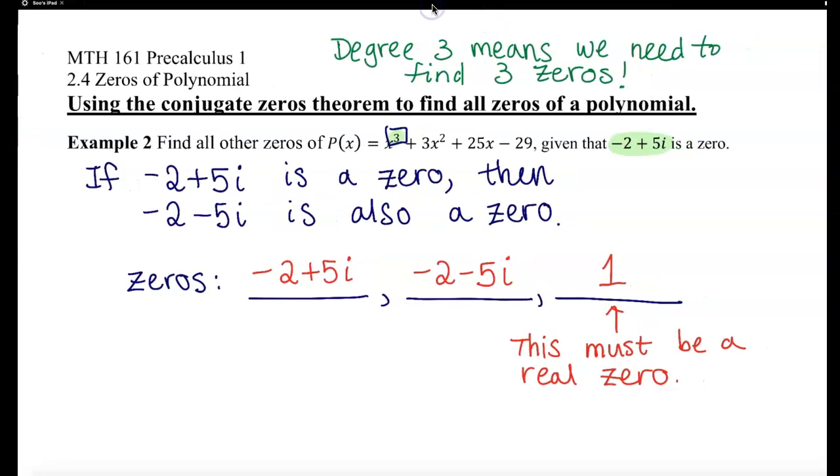But you know, what I just did, guys, is kind of a cheating method, right? But hey, I used the conjugate zeros theorem, and I also know that the last one must be a real zero because I only have one blank left. I think this was good. So what did they want us to do here? Let me read the direction. Find all other zeros. We're done. We found all the zeros. I found 3 zeros and I'm done.